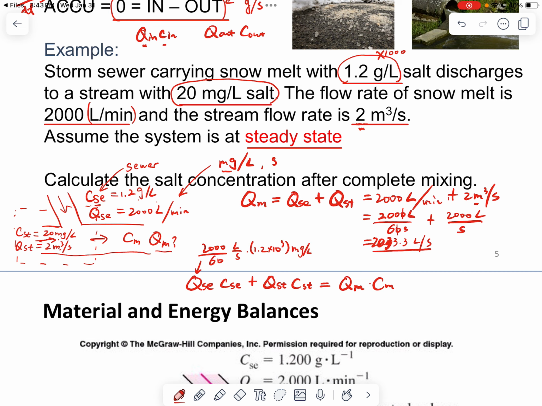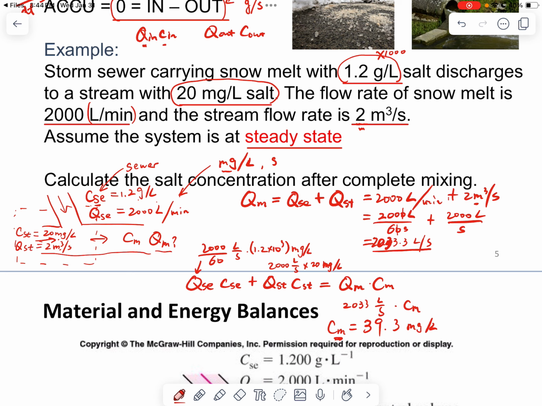And then here you have 2,000 liter per second multiplied by 20 milligram per liter. And then Q is 2033 liter per second multiplied by Cm. So if you plug in everything, you can find out that Cm is basically, let's see, 39.3 milligram per liter. Okay, so this is the concentration of the salt after the physical mixing.